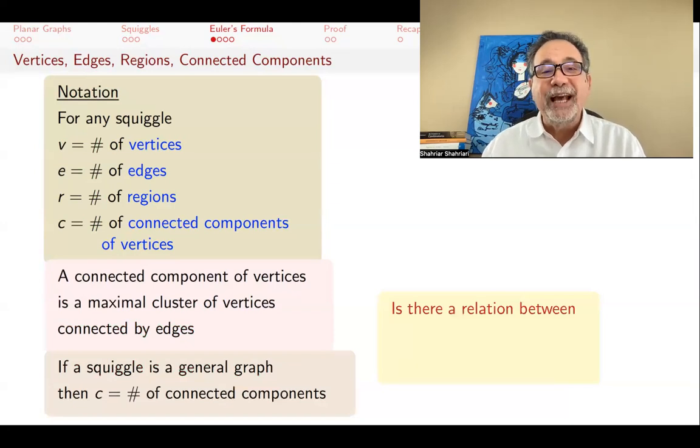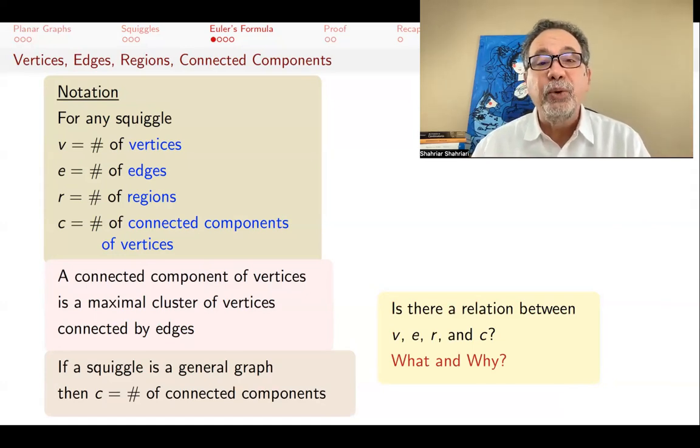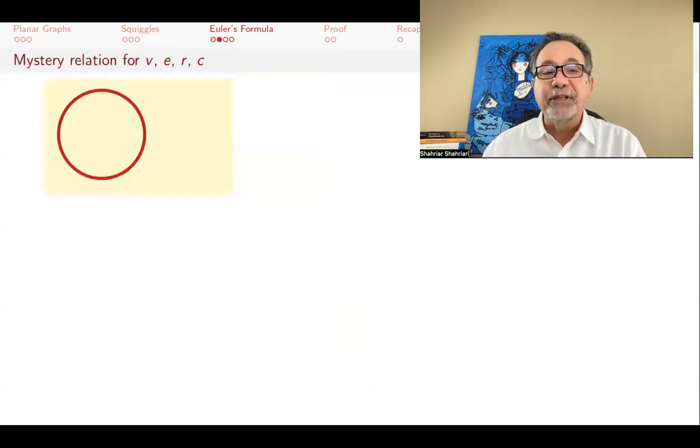So the question is: is there a relationship between V, E, R, and C? What is it, and why is it true? So I urge you to stop the video, to look at a whole bunch of examples of squiggles, and try to see if you can guess what the relationship between V, E, R, and C is. Let's just look at some examples together.